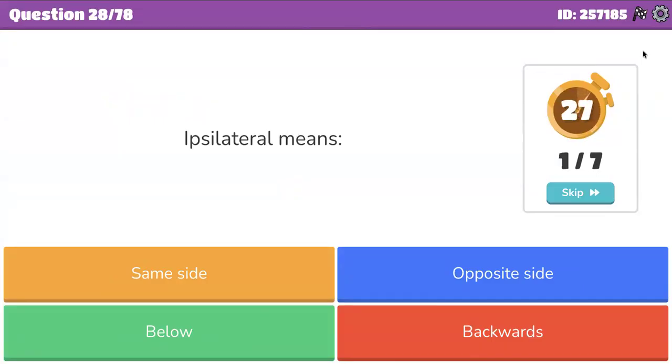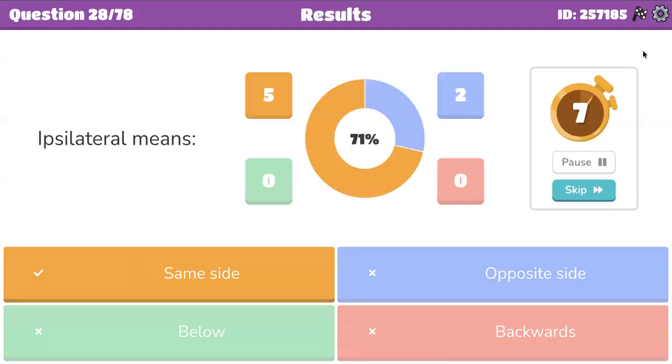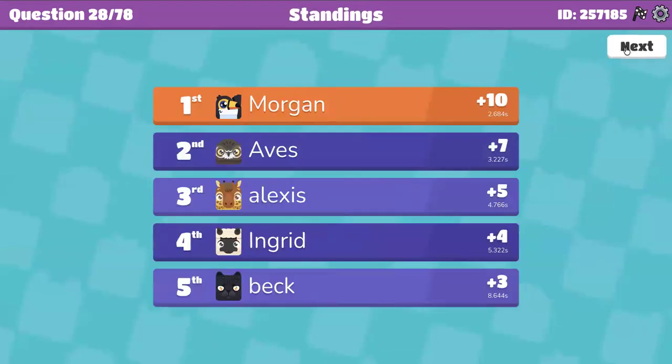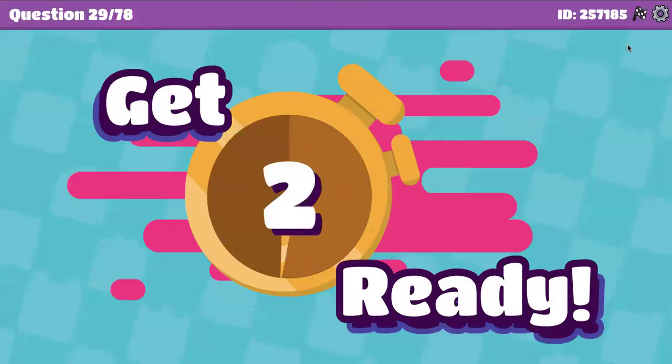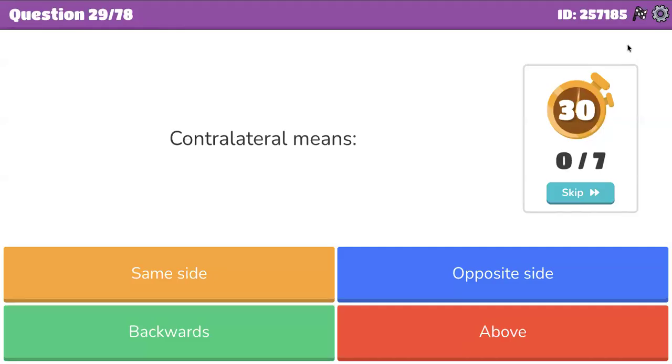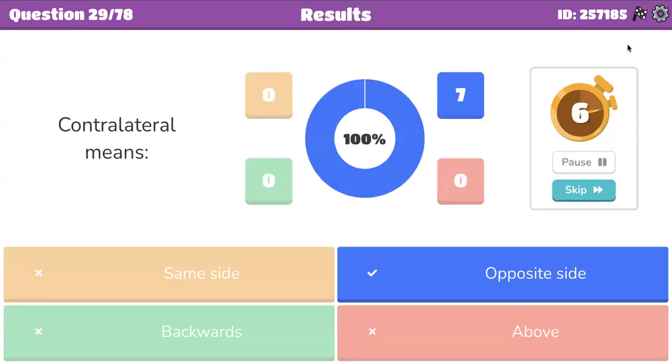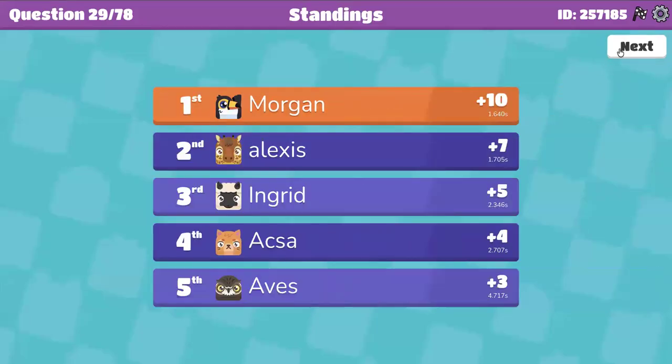Ipsilateral means what? It means the same side. The next one's contralateral. What does contralateral mean? It means the opposite side.